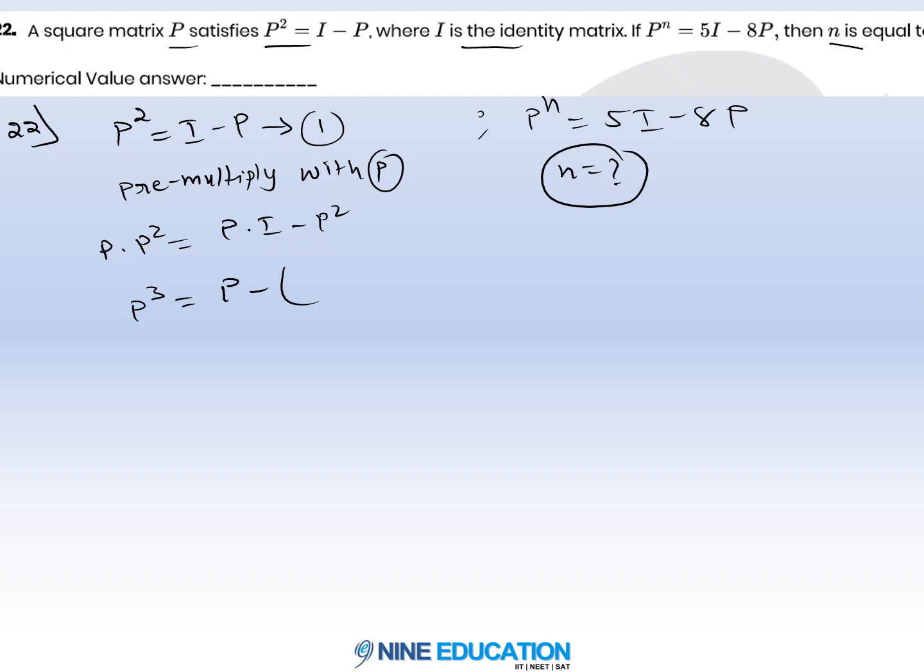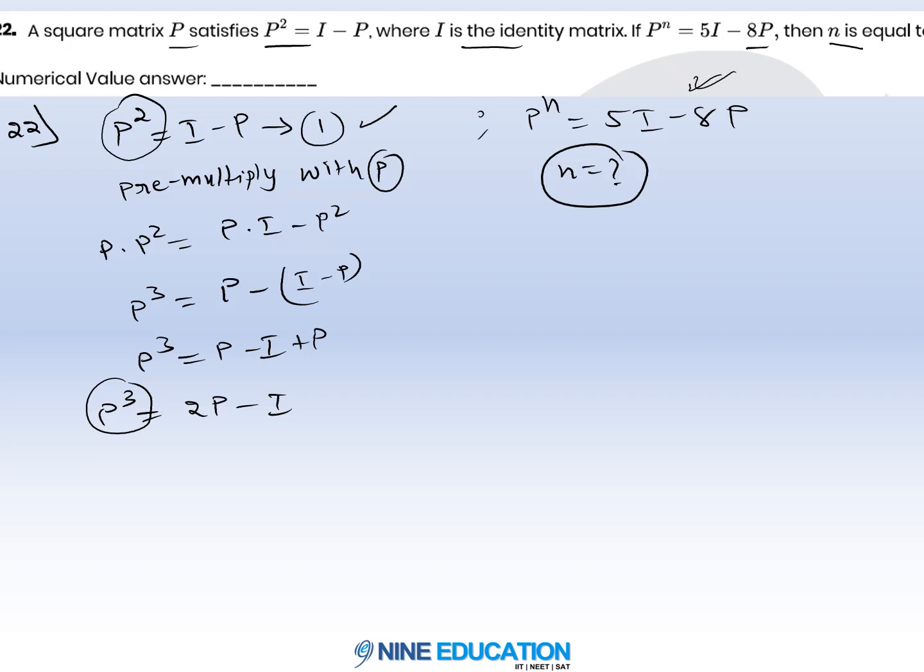P square again from equation 1, we can write it as I minus P. So it is P minus I plus P. So P cube is 2P minus I, right? So for P square we got minus P. For P cube case, the coefficient of P is positive. In our case, the coefficient of P is negative, right?